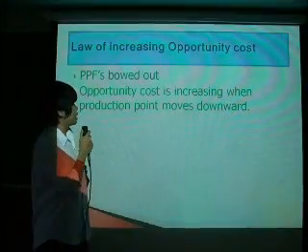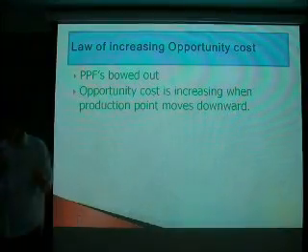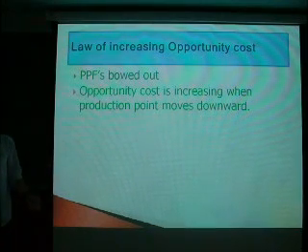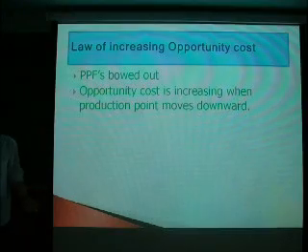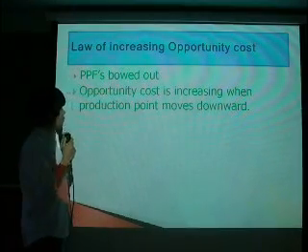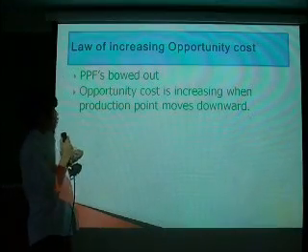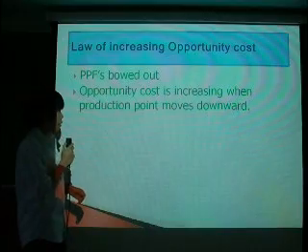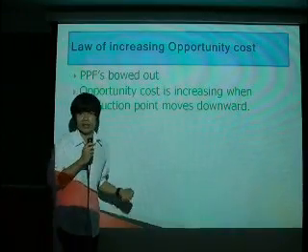Law of increasing opportunity cost. The more additional units of a good being produced, the more alternative goods must be sacrificed. This will cause the shape of the PPF graph to be bowed. Opportunity cost is increasing when the production point moves downward to the right.